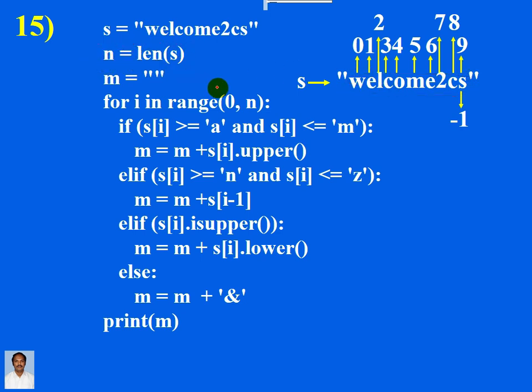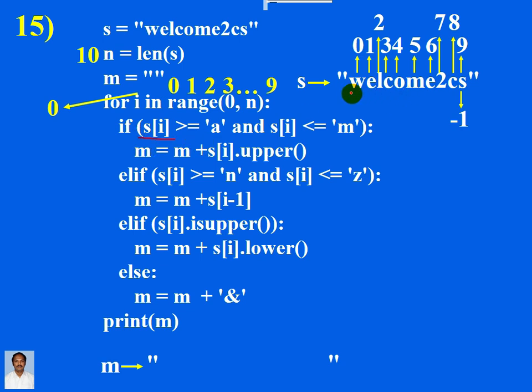Your variable n contains 10. M is equal to empty string. So M is pointing to empty string. Range 0, n. N is 10. Range 0, 10 returns all the integers from 0 to 9. I takes the initial value 0.